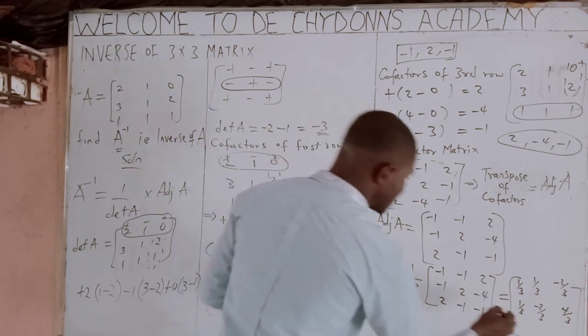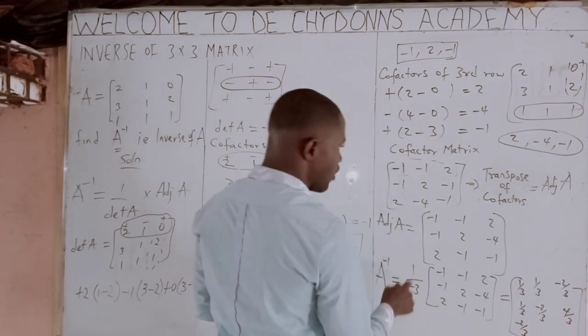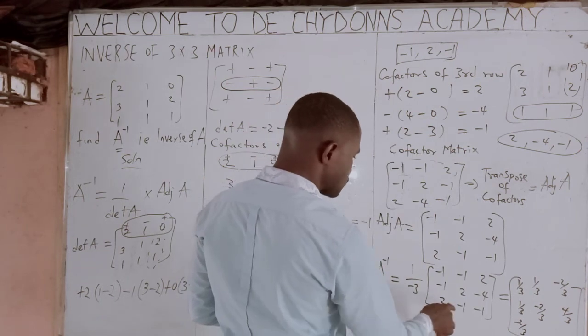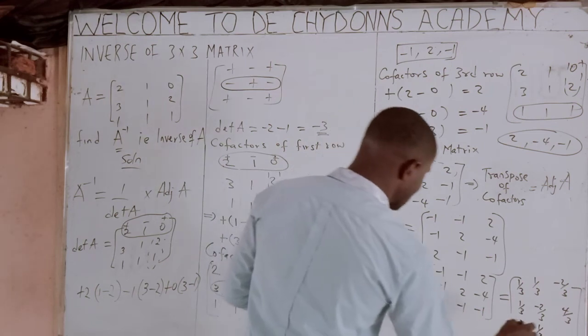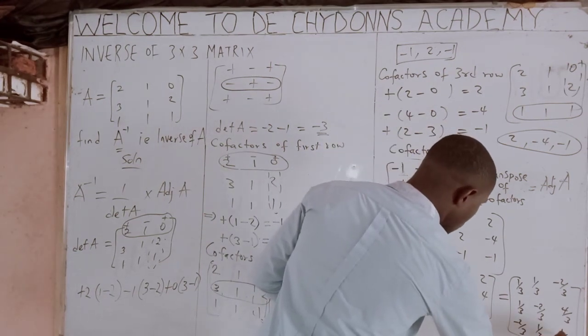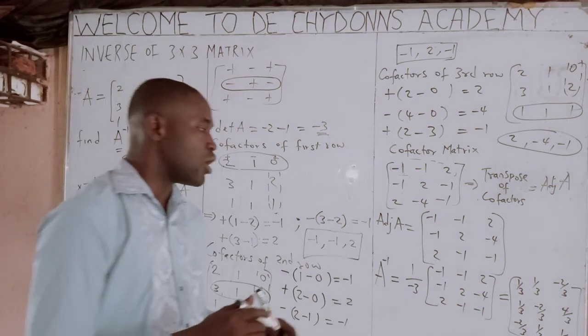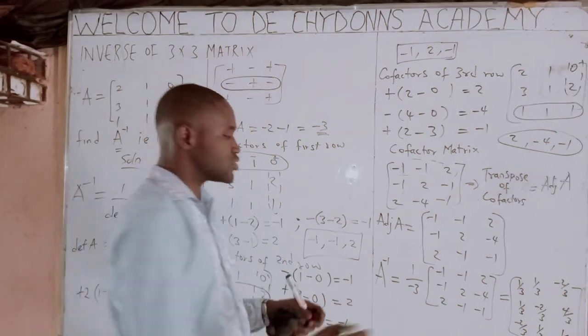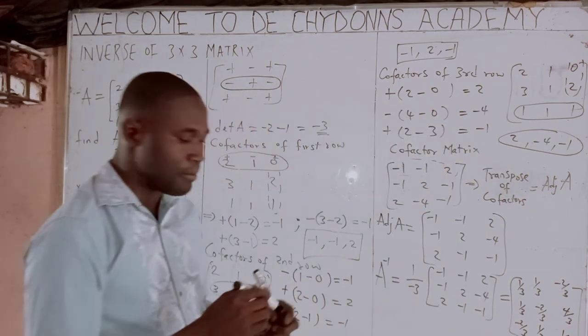1 over minus 3 times this, minus 2 over 3. 1 over minus 3 times this, 1 over 3. 1 over minus 3 times this, 1 over 3. So that is how to get the inverse of a 3 by 3 matrix. This is the final answer to the inverse of the 3 by 3 matrix.